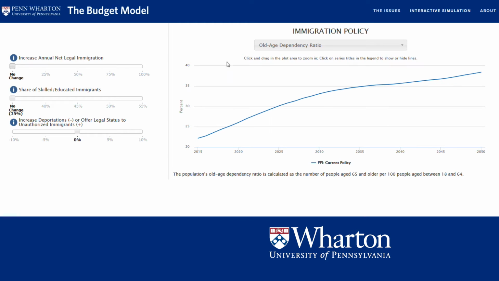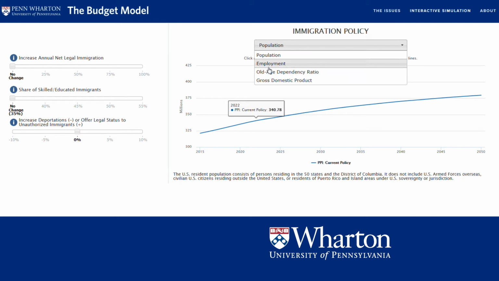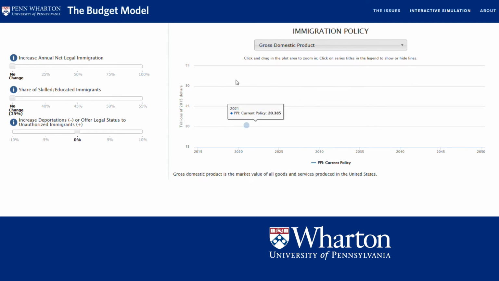All right, let's talk about some other potential changes here. The second one is changing the composition of the net legal immigration. Right now, as you can see from this tooltip, about 35% of the U.S. adult legal immigrants have a bachelor's or advanced degree. So the idea here is that we can now increase that percentage without actually changing the 800,000 number of legal immigrants per year. And so we can look at what happens to GDP here. Suppose we go from 35% to 55%.